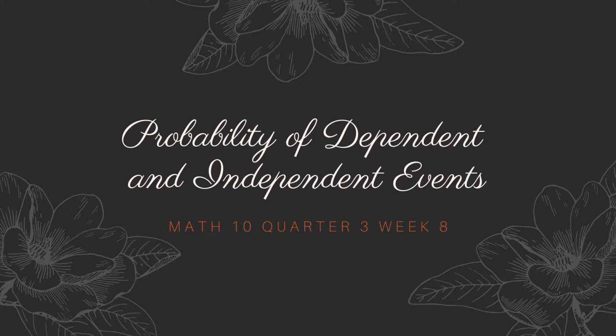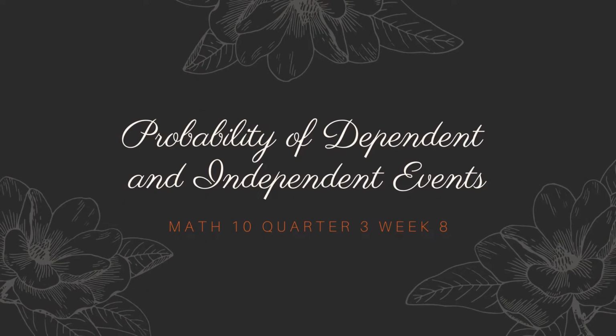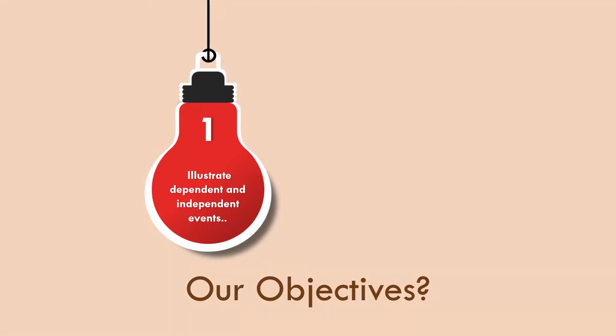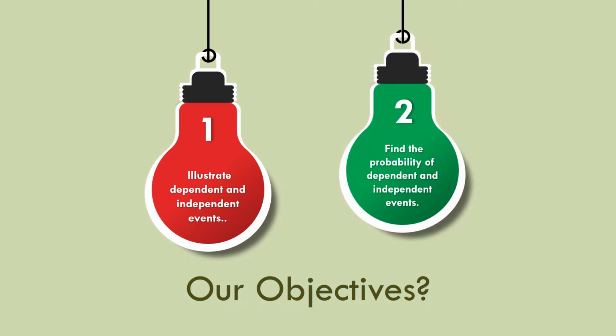Our lesson is about probability of dependent and independent events. What could be our first objectives? First, we will illustrate dependent and independent events. Second, we will find the probability of dependent and independent events.